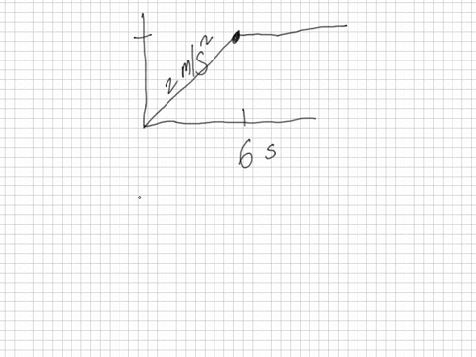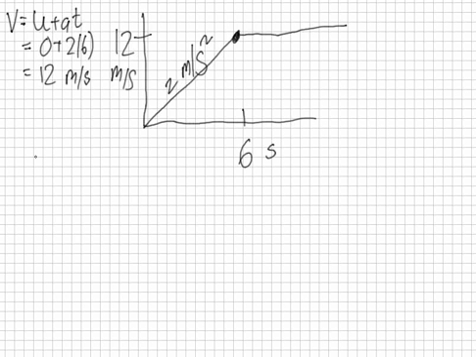So first question, what is the speed of the bicycle? How can I find the V here? What formula? V, come on, wake up time. V equals U plus AT. So in this case, it's 0 plus 2 times 6, which is 12 meters per second. So we can mark off 12 meters per second there.